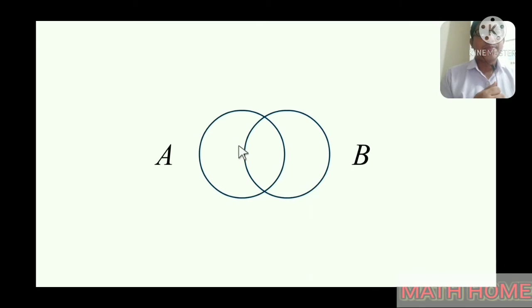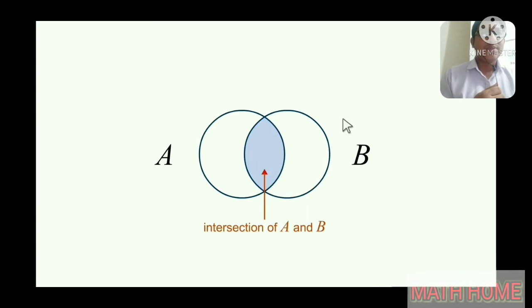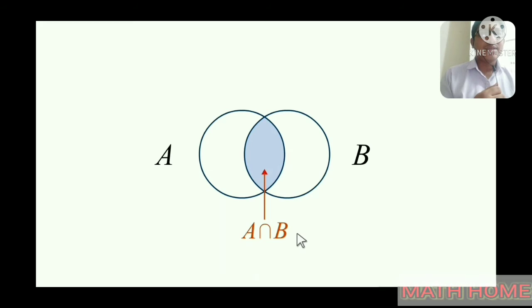And now the sets A and B, their common area, this region. This is a common region. This region is called the intersection part. This is the intersection of A and B. This is also the common region. This is A intersect B.